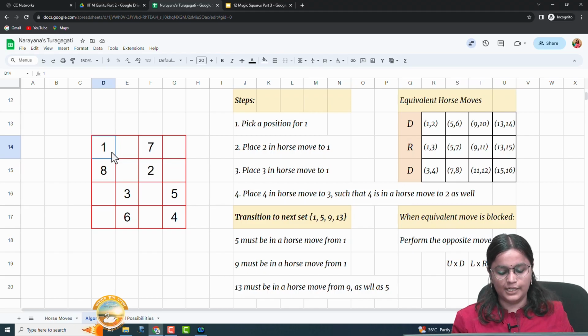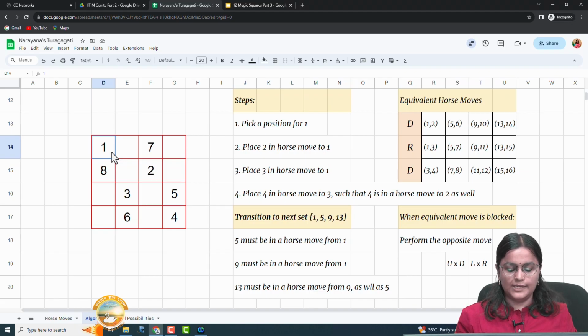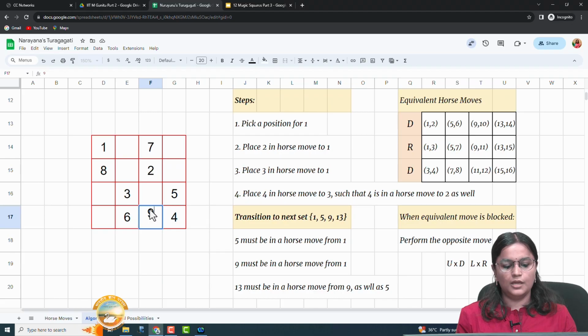the numbers we are dealing with. In the steps you see 9 must be in a horse move from 1. So, if 1 is here, these are the 4 possible places like we saw before, which means this is the only place left where we can place the digit 9. 9 being placed, we see that 9 and 10 must be in an equivalent down horse move.